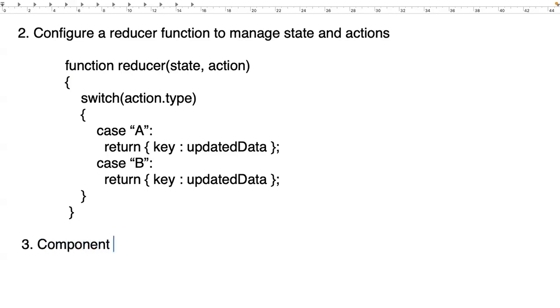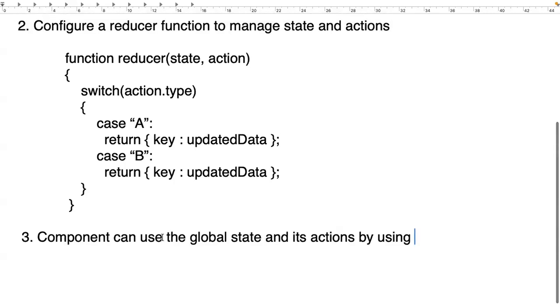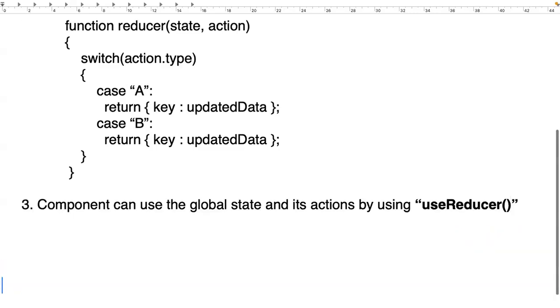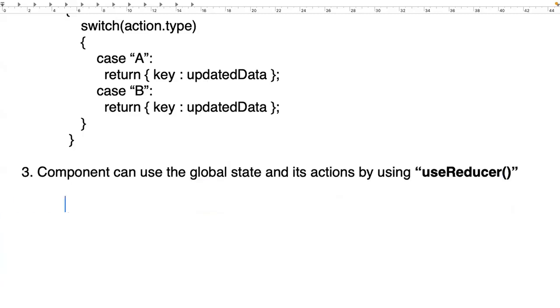So a component can use the global state and its actions by using the useReducer hook. Here the important point is that useReducer returns two things: a state and a dispatch.